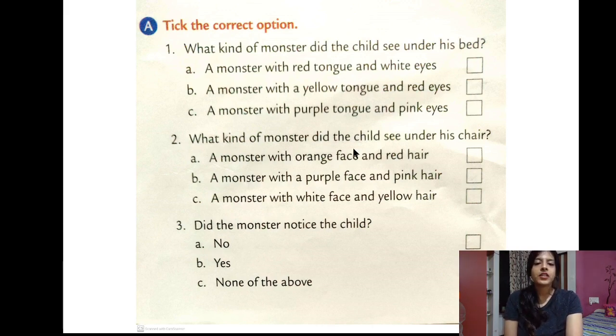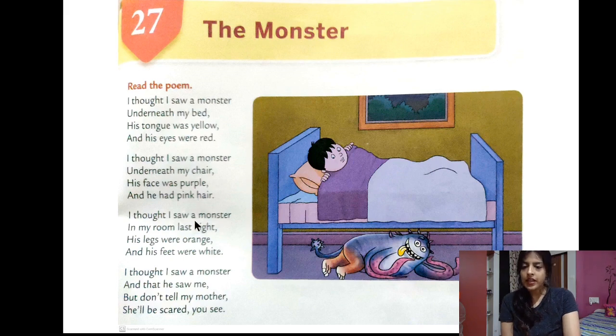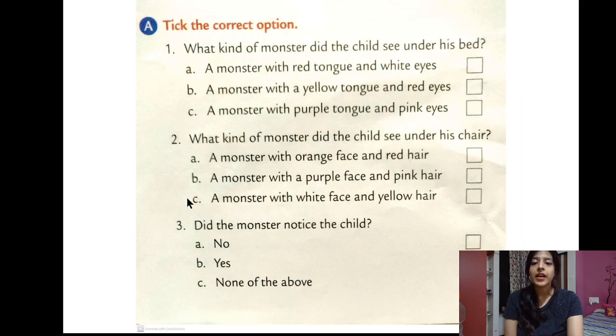What kind of monster did the child see under his chair? What does he tell us about the monster when he sees underneath his chair? Let's see. Underneath my chair, his face was purple and he had pink hair. Did he have red hair and an orange face? No. Did he have a white face and yellow hair? No. The monster, when the poet saw underneath his chair, had a purple face and pink hair. So you tick the B option.